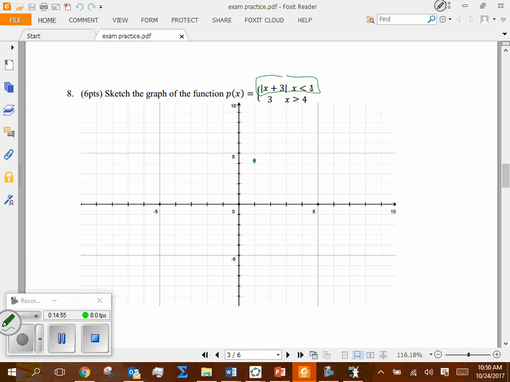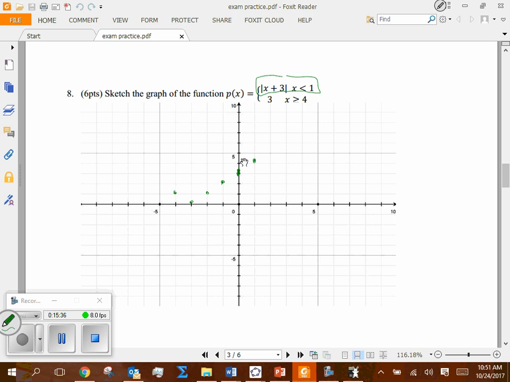Now I'm going to look for values that are less than 1. Okay, well, less than 1 would be 0. Okay, so plug in 0, I get 3 back. Okay, so 0, 3. I'm going to plug in -1. When I plug in -1, I get 2, so absolute value of -1 plugged in is 2. Plug in -2, I get 1 back. Plug in -3, and I get 0 back. Plug in -4, and I'm going to get 1 back as absolute value. So I wanted to do that.